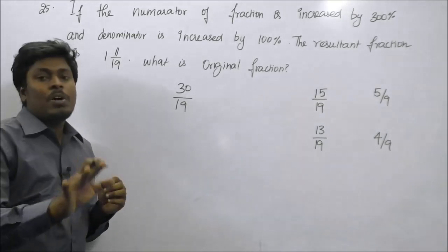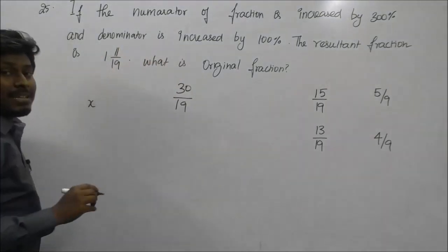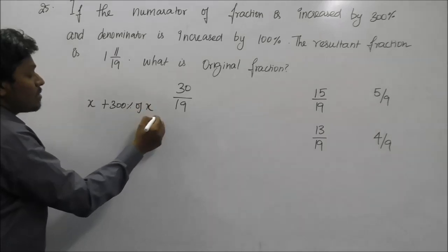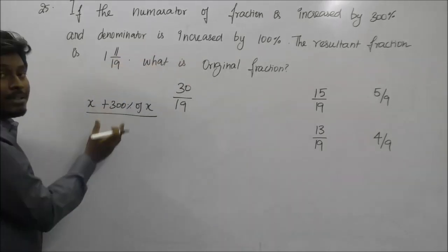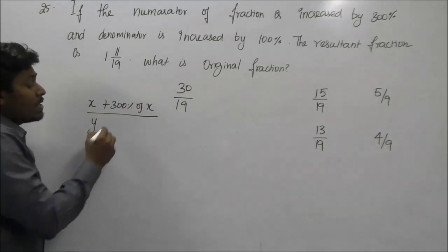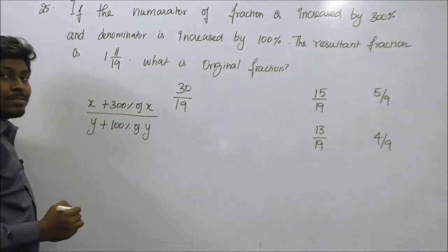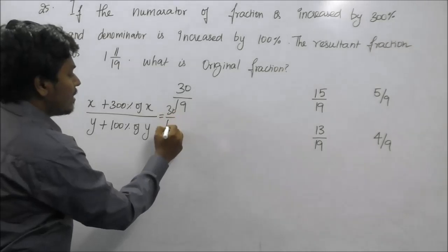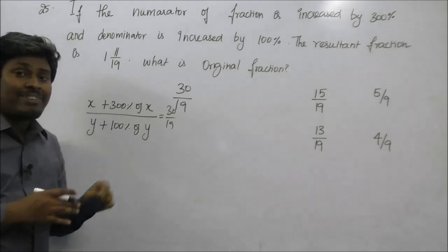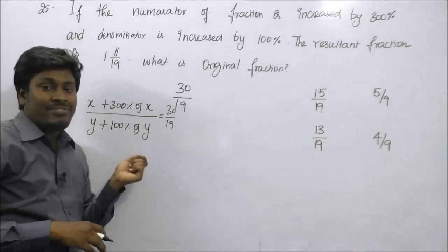Friends, the normal procedure is that we keep the numerator as x. It is increased by 300%, so x plus 300% of x, divided by the denominator, which we keep as y, increased by 100%, so y plus 100% of y, equal to 30 by 19. Then we need to find x and y and cross multiply. Finally we get the answer for x and y. If you go with this methodology, it will definitely take one minute.